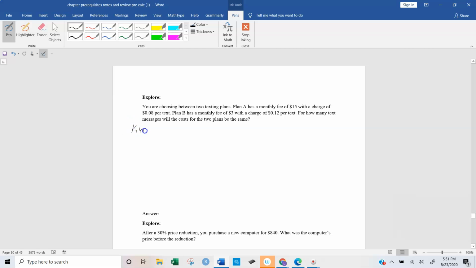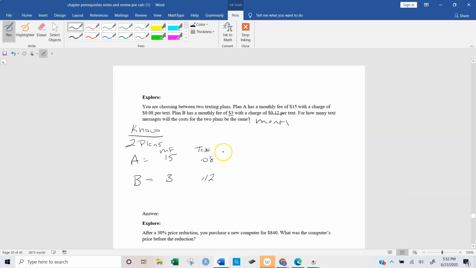Okay, you should have started with the know chart. You said, hey, I got 2 plans. My plans are A and my plans are B. Okay, I know the monthly fee for A. So I know A, I have a monthly fee, and that's $15. Then I know the text is going to cost me 8 cents. All right, let's look at B. B has a monthly fee of $3 and it charges 12 cents per text. How many text messages will the cost for the 2 plans be the same? This is supposed to be for 1 month.